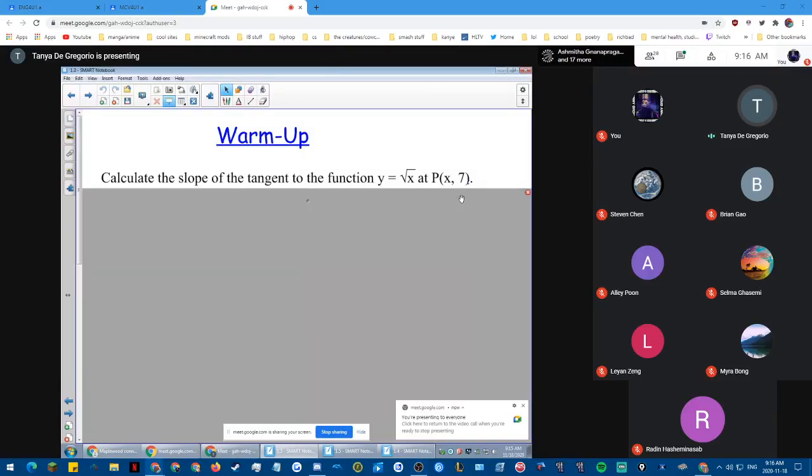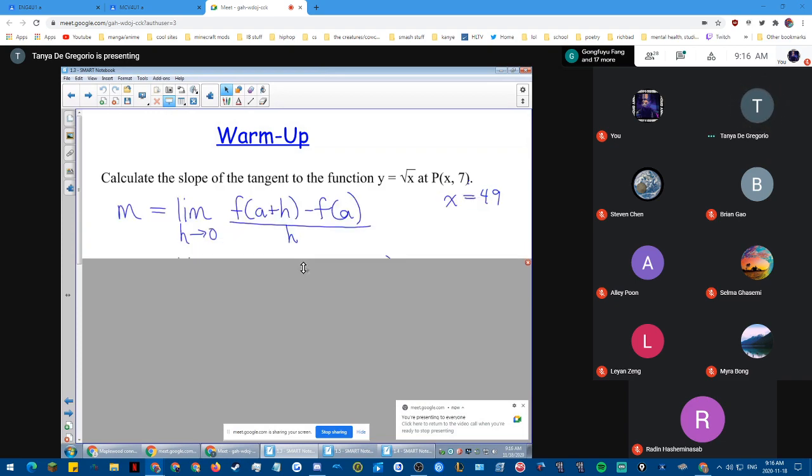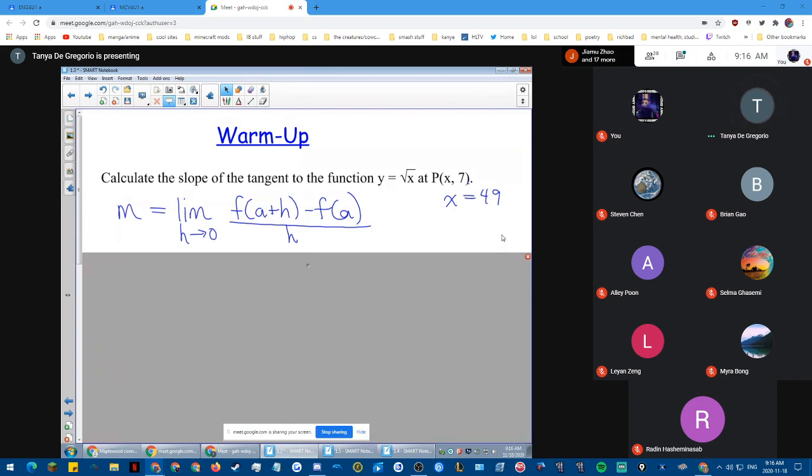px, 7. So the difference here is they're giving you the y value. That's the only difference here. So you're going to need to calculate the x value. You're going to have to find the x value. Well, here I have 7 equals radical x, and so I'm going to square both sides to solve for x. And so x is equal to 49.